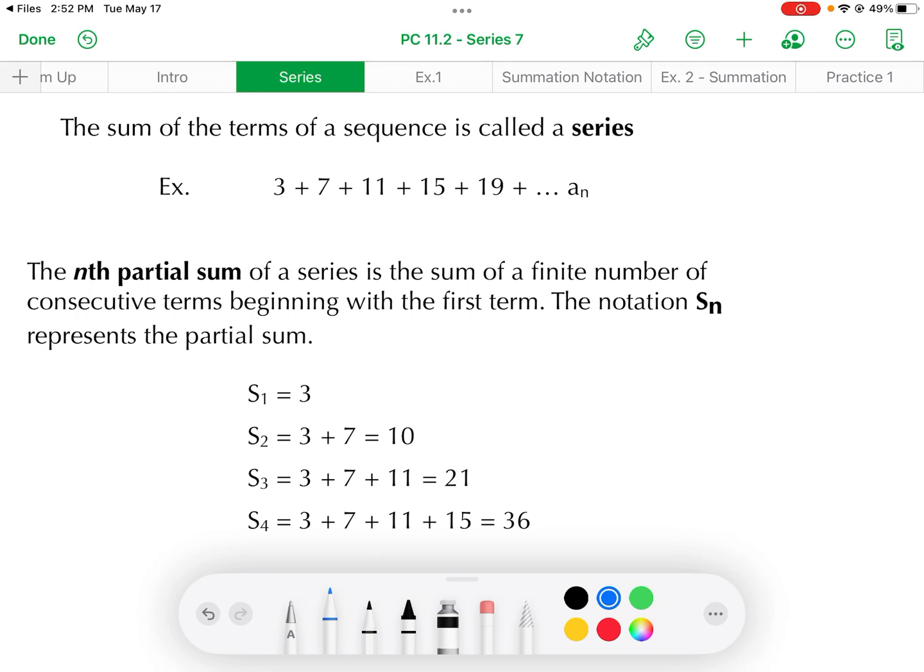S sub 1 for the sequence that's listed up at the top would simply be 3. You're just going to give the first term of the sequence because there's nothing else to add with it. But then if I want S sub 2, that notation means add the first two terms of the sequence together. So 3 plus 7, of course, gives me the sum of 10. S sub 3, add the first three terms together. 3 plus 7 plus 11 is 21. And I think you get the idea from there.